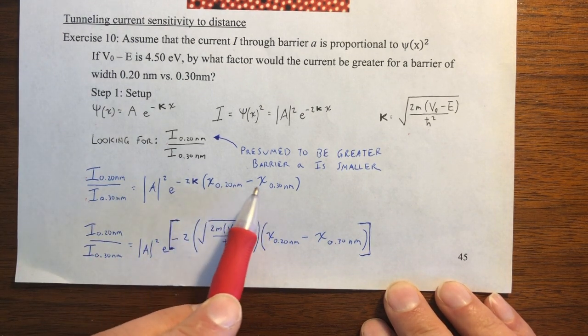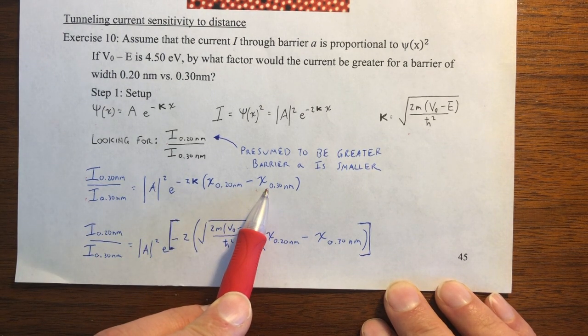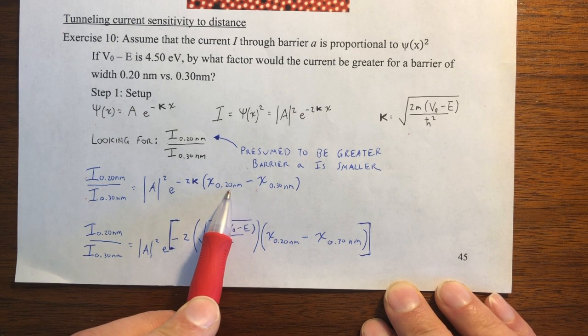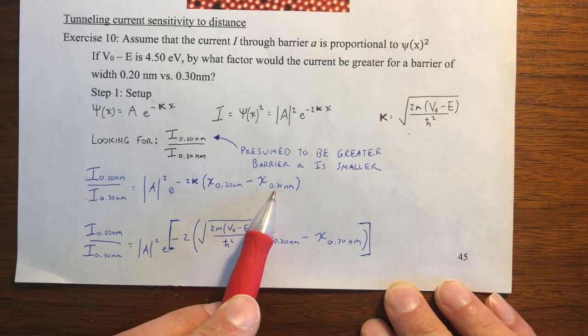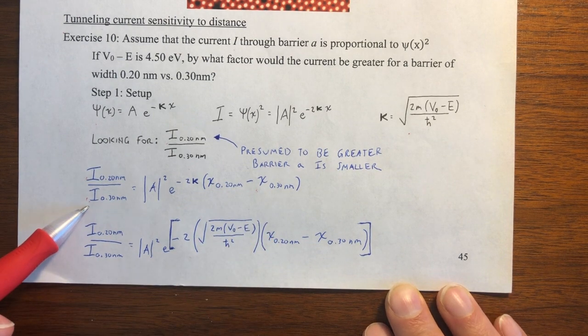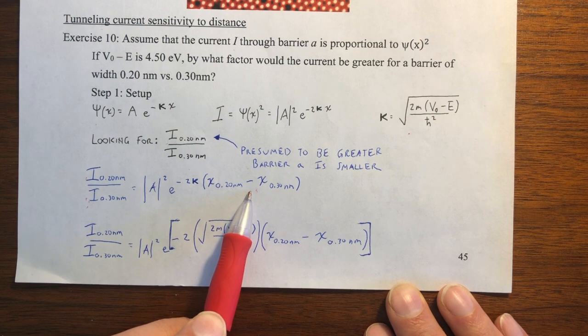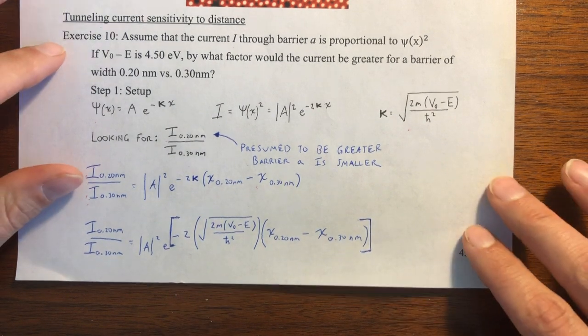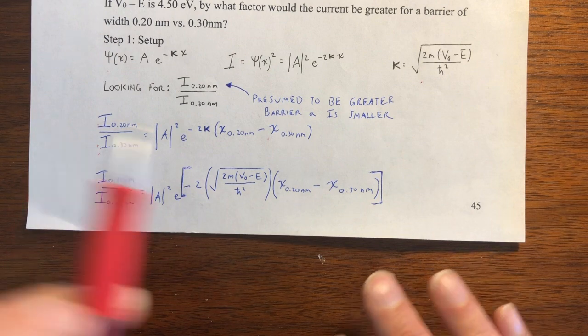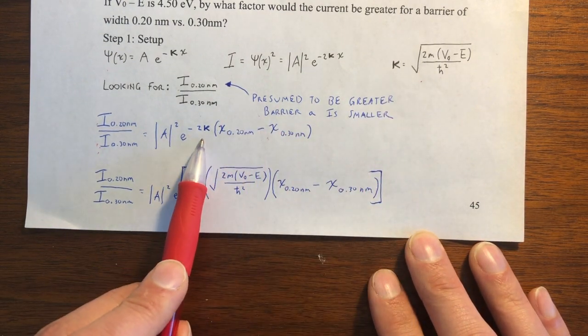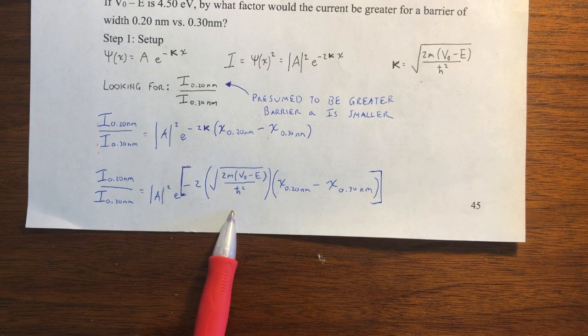difference in our barrier width. So our x at 0.20 nanometers and our x at 0.30. So whereas the ratio over here is a quotient, by exponent rules, a quotient becomes a difference in an exponent. So then if we bring in our value or our equation for kappa, we can substitute that into this equation to get the one at the bottom here. And so this is the equation that we're going to use on the next page.